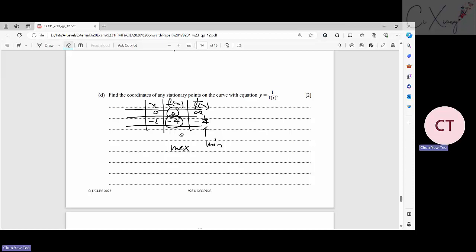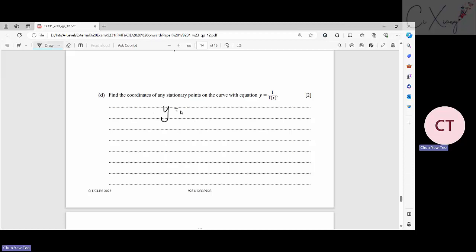Okay, so what you need to do now, we just need to differentiate. It's not suitable to use a table like this to represent, so we need to show some working over here.